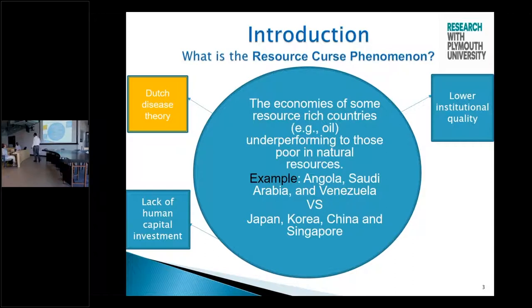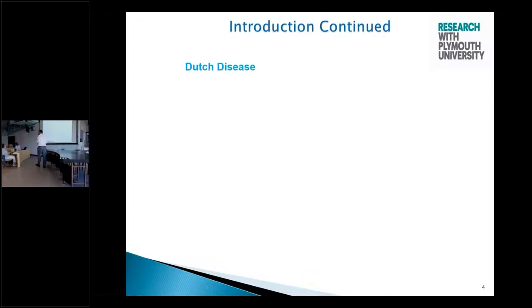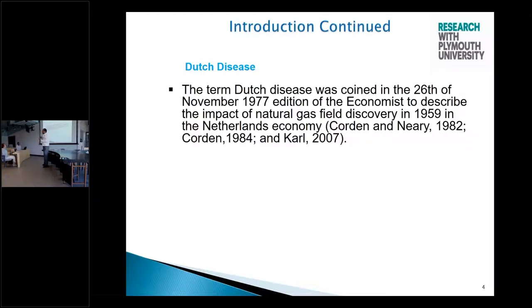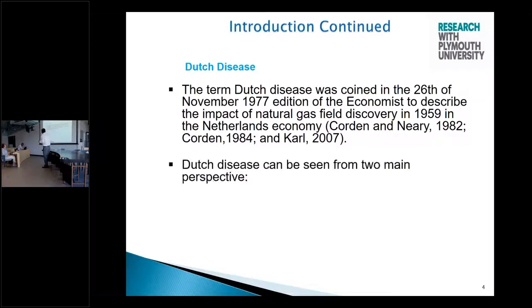The third reason is Dutch disease theory, which is my focus in this presentation. However, low institutional quality and lack of human capital investment are part of my thesis as separate empirical chapters, which can be presented somewhere else in the future or next year here. Dutch disease sounds Dutch as in Netherlands, and the phrase together refers to the negative effect of a large gas discovery on the economy of the Netherlands. After 1957, the Netherlands discovered a large field of gas, which negatively affected the economy rather than positively. The theory was introduced by Corden and Neary in 1984.